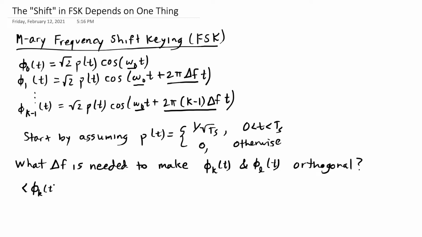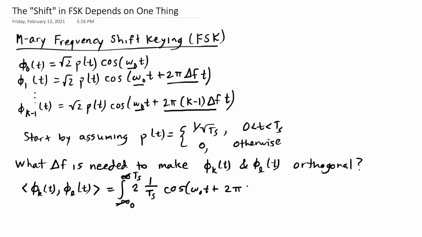We can solve this by looking at the inner product. When I multiply phi sub k and any other of these functions together, I'm going to get the square root of 2 times the square root of 2, which becomes a 2. I'm going to have p of t be 1 over t sub s, because the two square roots of t sub s will become t sub s. My limits are going to become 0 to t sub s, and I'm going to have these cosine functions at the frequencies of those two signals, 2 pi times k times delta f times t.